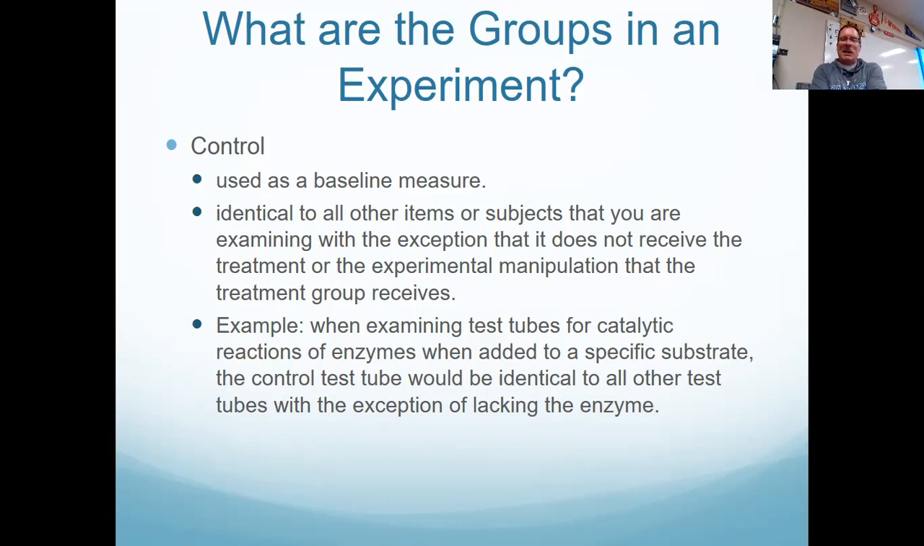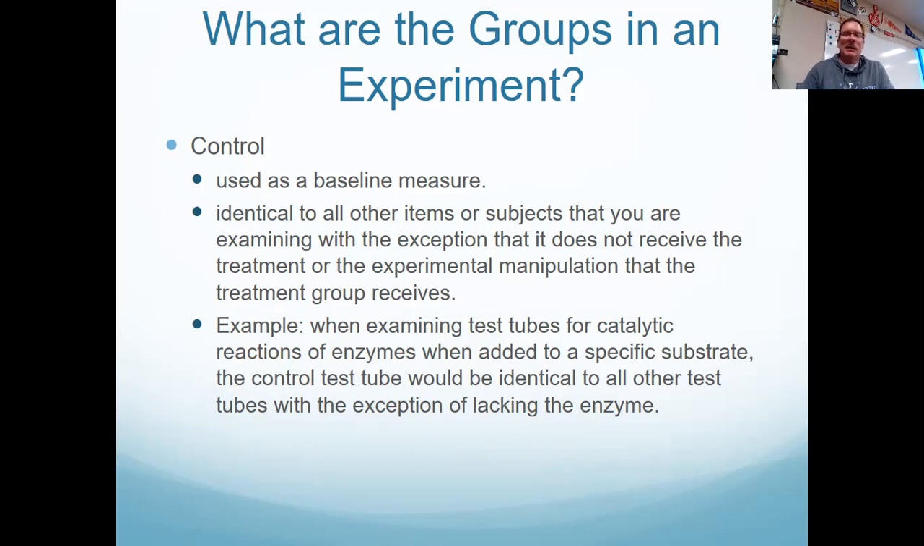Example, when examining test tubes for catalytic reactions of enzymes when added to a specific substrate, the control test tube would be identical to all other tubes with the exception it won't have the enzyme. So then you can compare it to the ones that do get the enzyme.